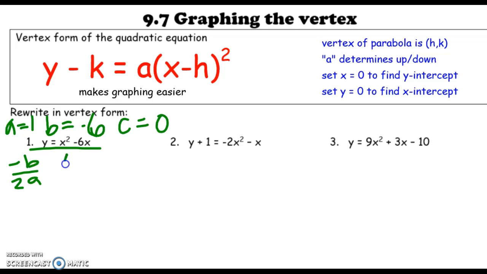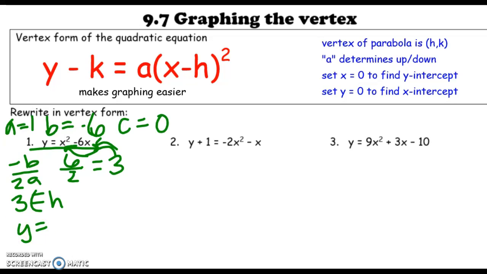So the opposite of b over 2a is 6 over 2 times 1, which is just 6 over 2, which is 3. So since 3 is my first number, I'm going to plug it back in for x up here in both places. So I know that 3 equals my h. I'm going to find my k by plugging 3 in. So I have y equals 3 squared, which is 9, minus 3 times 6, which is 18. So 9 minus 18 gives me a negative 9. So now I know that my k is negative 9.